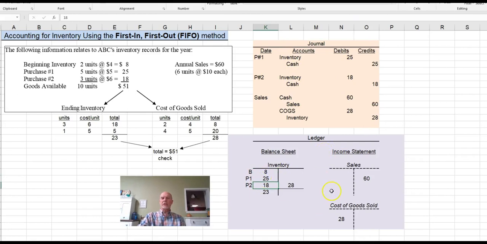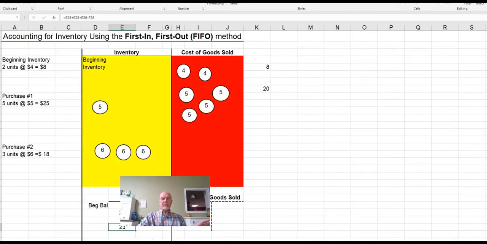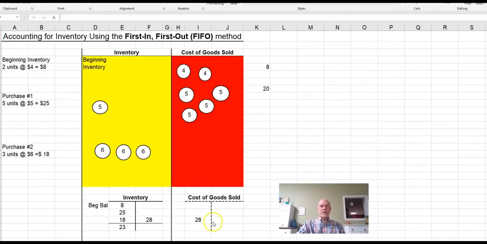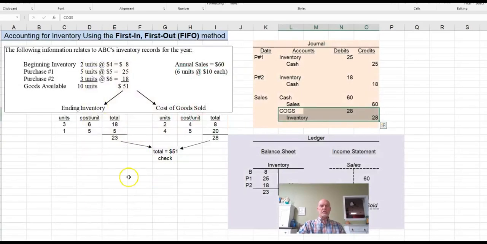Here's the journal. Here's the ledger down here. Then we sold 6 at $10 a piece. Well, first of all, we would have to record. Remember, there's 2 entries to record when you sell product. You got to record the sale, how much you sold it to customers for. In this case, $60. And then you also have to record the cost of that sale, cost of goods sold. We had already calculated that to be $28.